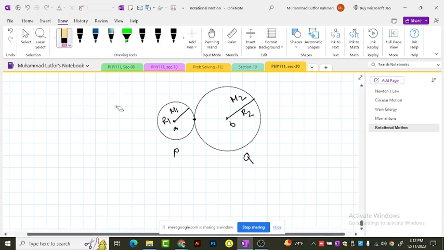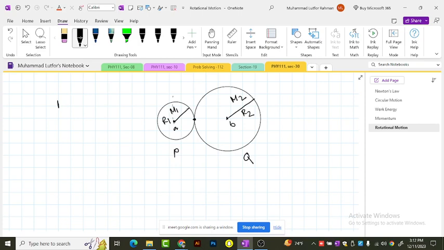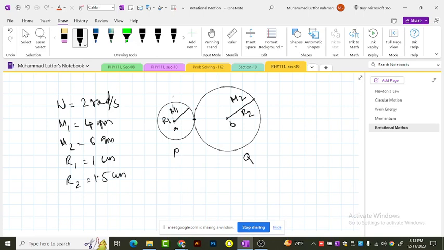All right. Now the question is, I want to rotate that composite object about this point A at an angular velocity omega. Let's say I give some values: omega is 2 rad per second, M1 is 4 gram, very small object, M2 is 6 gram, R1 is 1 centimeter, and R2 is 1.5 centimeter. Then how much energy does it require to rotate at 2 rad per second? I am to find out that one.